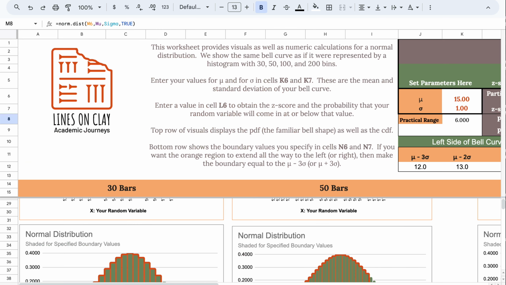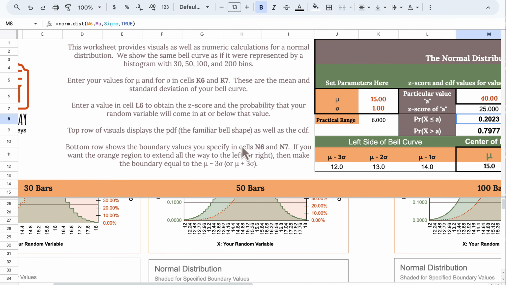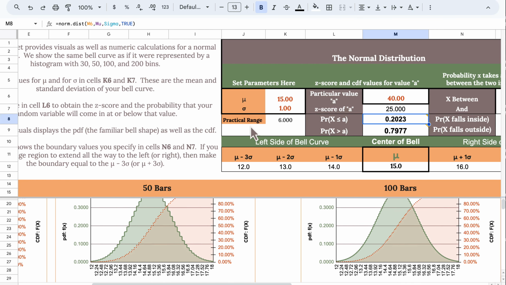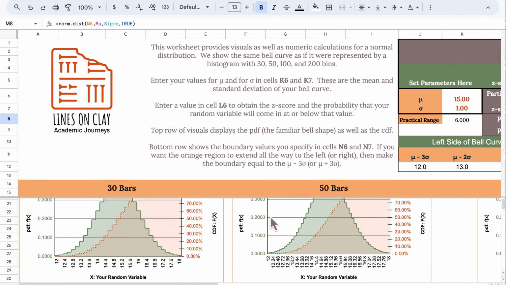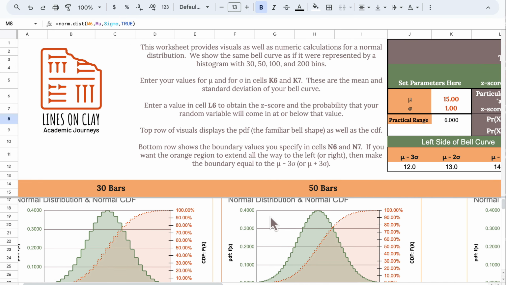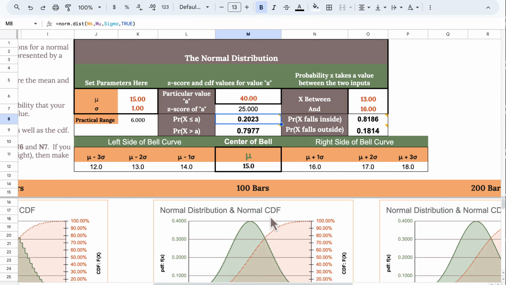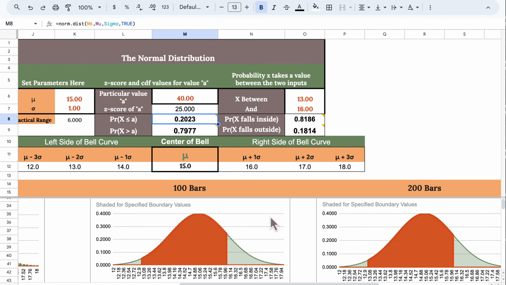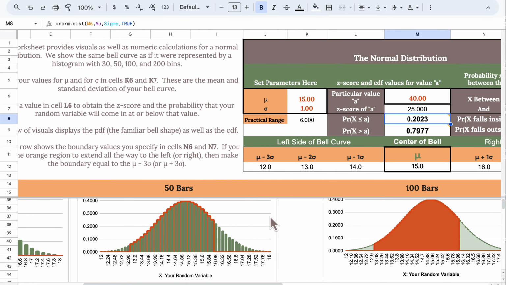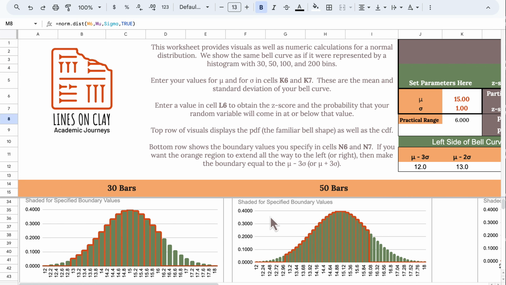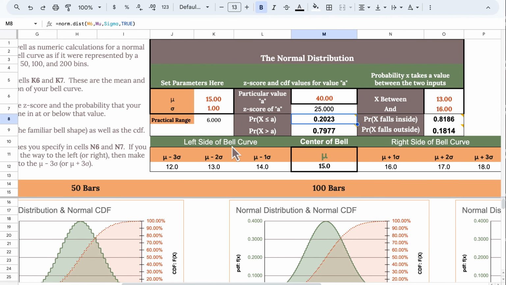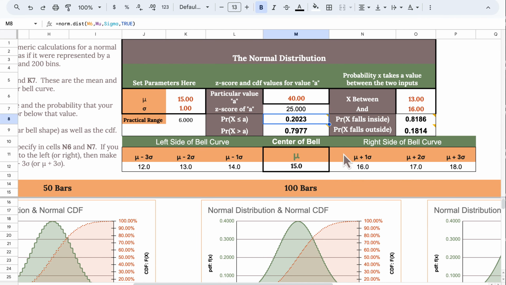Last thing to bring to your attention: Lines on Clay users, you can head on into the normal distribution tab of the sheet that we linked you, and you can see all of these side by side. So you get 30 bars, 50 bars, 100 bars, 200 bars, and you set the values yourself, and you can see the underlying distributions and the probability of falling within a given region, which, hint, hint, is going to be very helpful when you are doing the assignment problems that we have waiting for you.